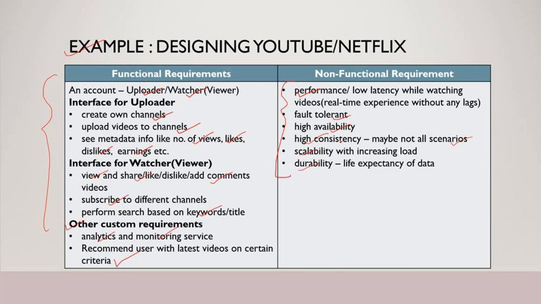Suppose somebody is adding a comment or liking the video, it may not be necessary for it to reflect immediately to every other viewer or in fact the uploader. It could be done at a later point of time also. So consistency may not be a necessity in all scenarios. In specific scenarios, the data consistency is important. So this is what the requirement gathering process for a system design is.